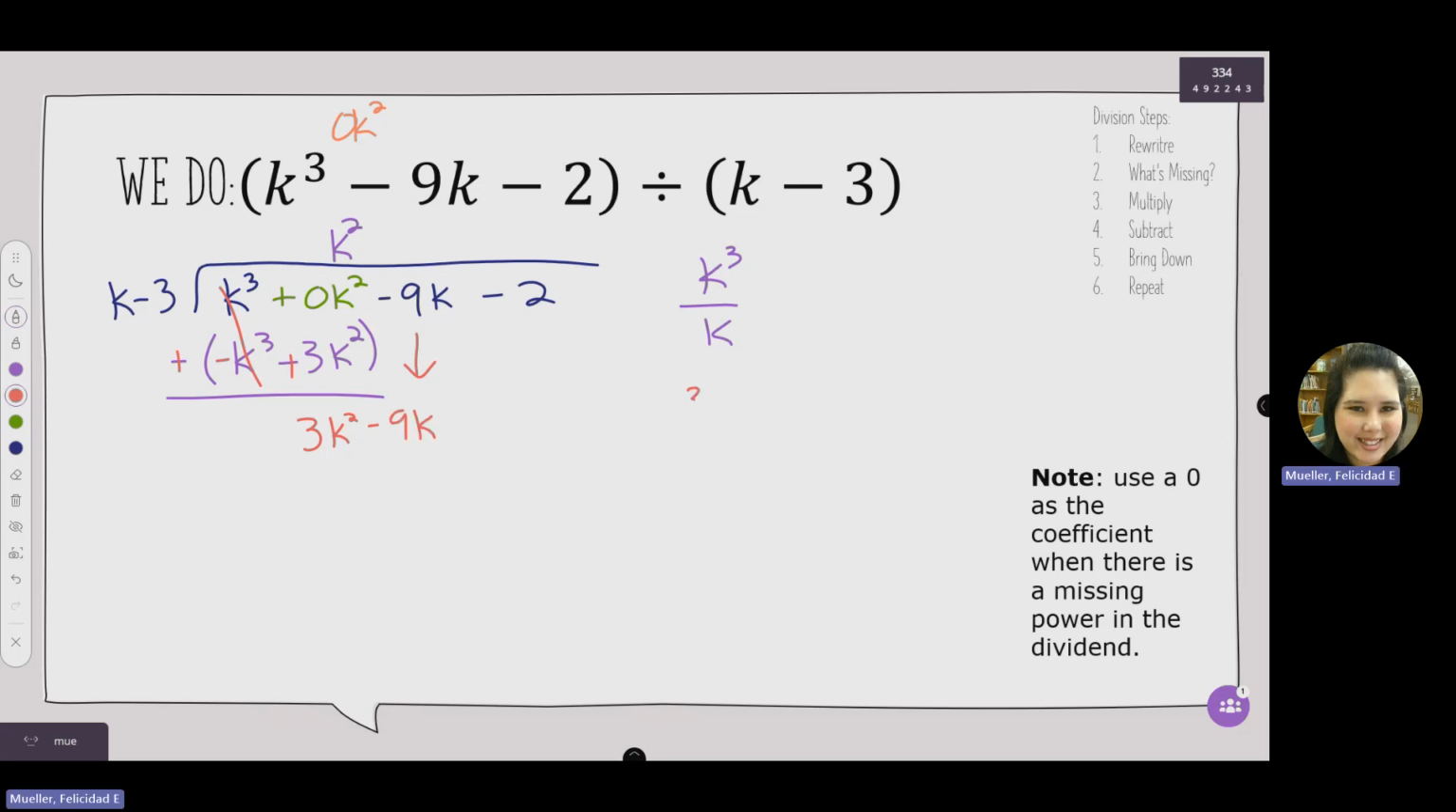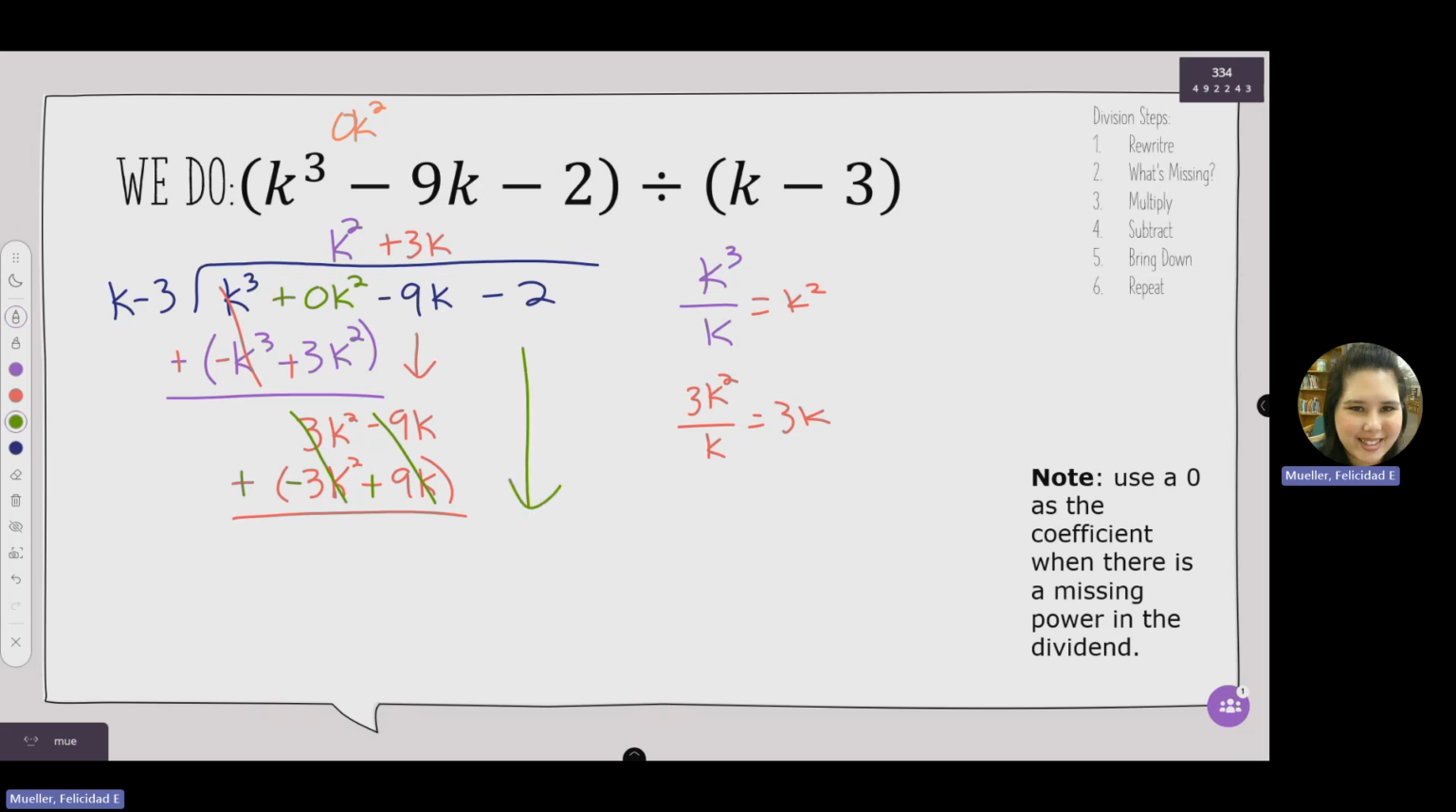And we're going to do 3k squared divided by k. It's equal to k squared. This equals 3k. So we're going to do plus 3k and multiply by 3k. So we get 3k squared minus 3 times 3 is minus 9k. And let's go ahead, flip our signs. Plus, minus, plus. Cancels out.